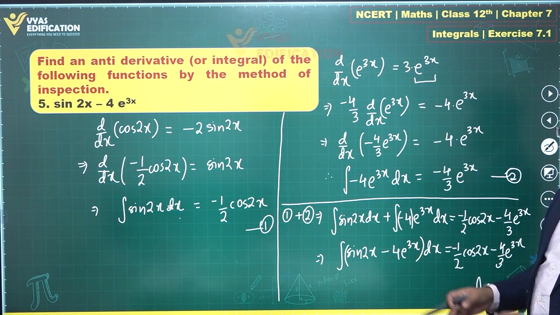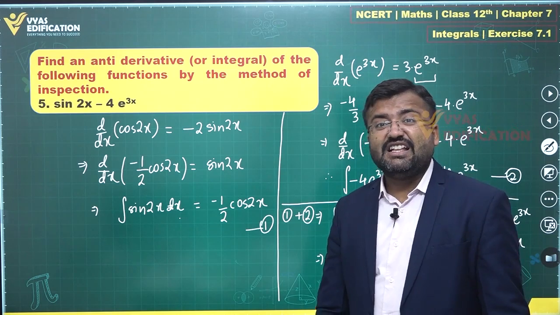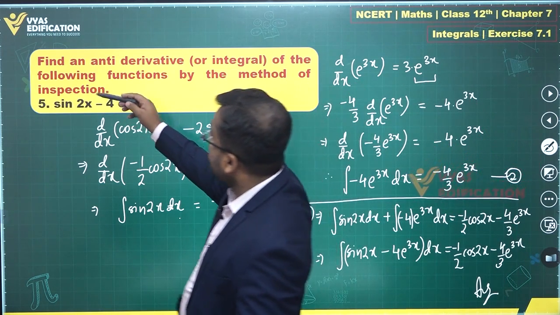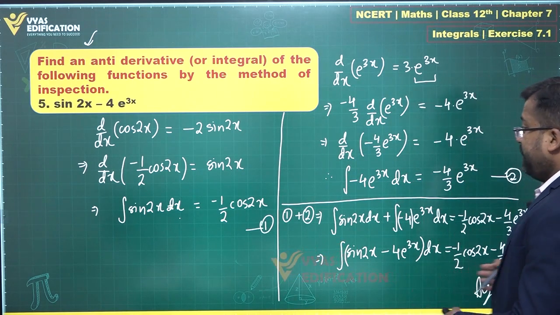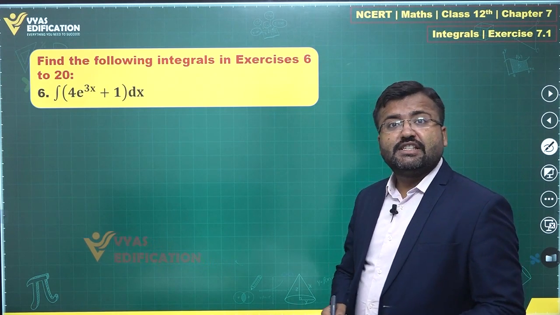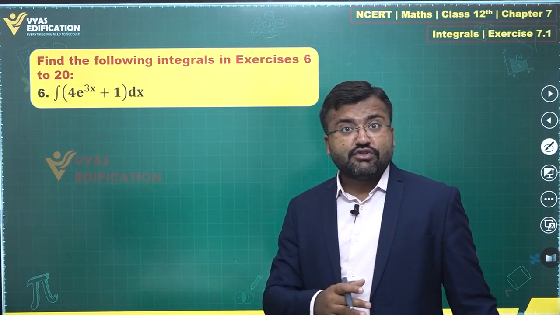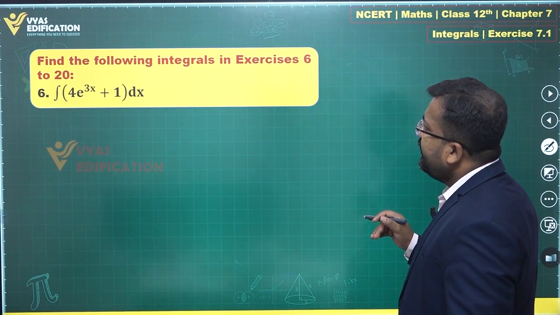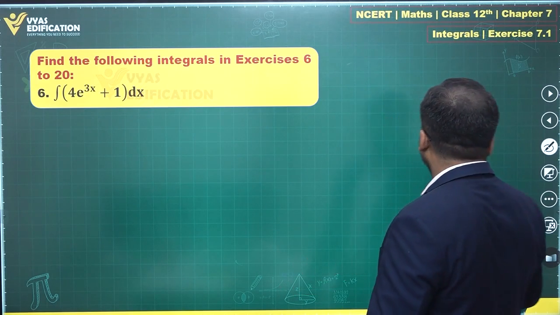That's the required answer for this question, and we have solved this question by inspection, right? And we have found an antiderivative, right? Don't forget that. We're not using constants of integration yet, and this is the fifth question for us. The sixth question says, find the following integrals in exercises 6. Okay, we are supposed to find the integrals over here. Integral of 4 e power 3x plus 1 dx. Now, how do we deal with this one?